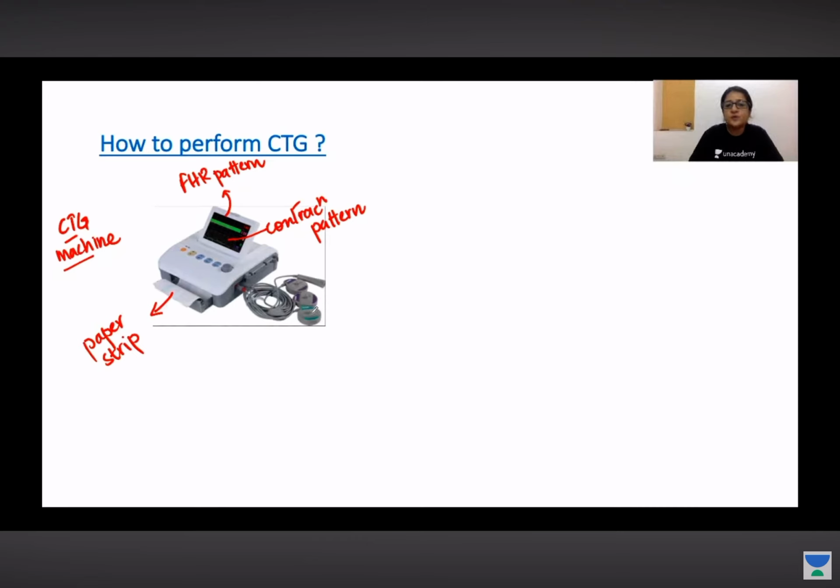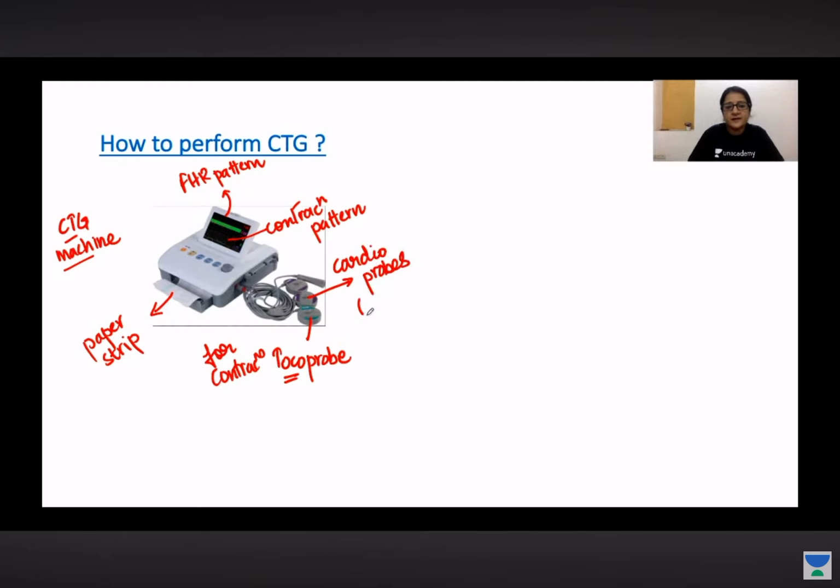And you can see these probes attached here. So there's one probe here that is called as the TOCO probe, right? So TOCO for uterine contraction. So this is the probe that is placed on the fundus, on the uterine fundus over the abdomen, and this takes care and measures the uterine contractions. This TOCO probe is for the contractions, and you have these two more other probes which are called as the cardio probes, right? Now these cardio probes, they are for assessing the fetal heart rate. So they are placed on the maternal abdomen where fetal heart rate is best heard, right?